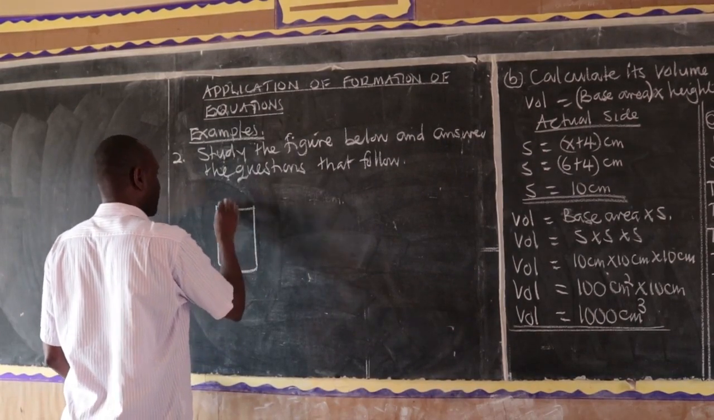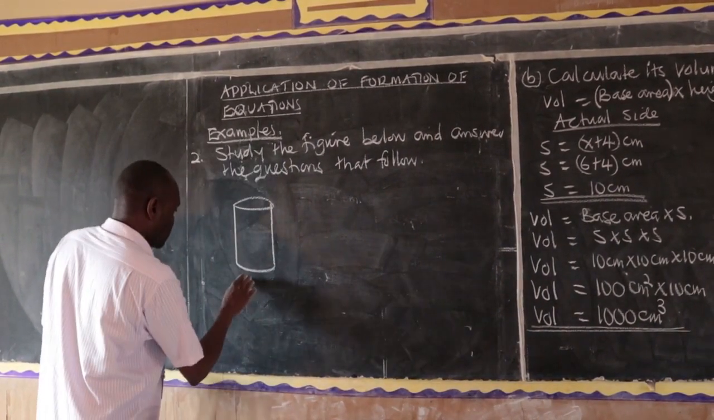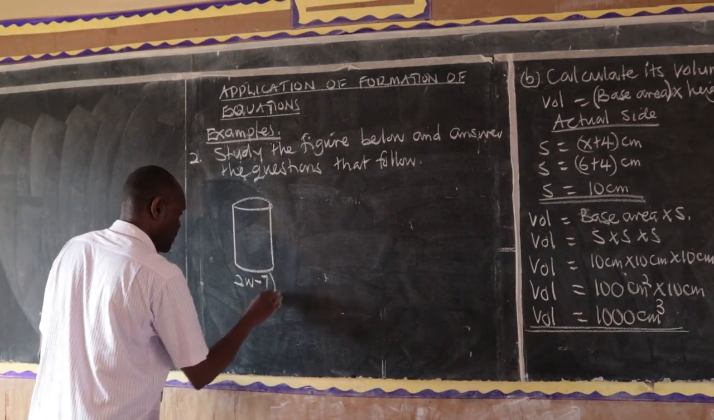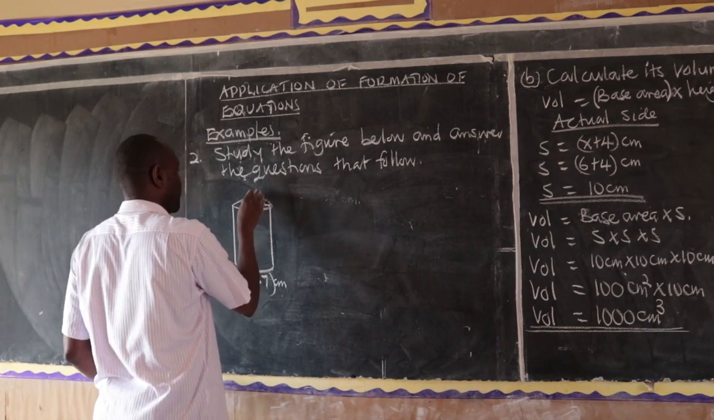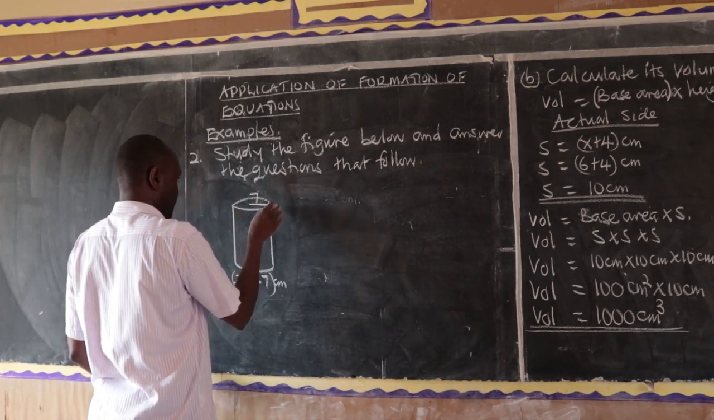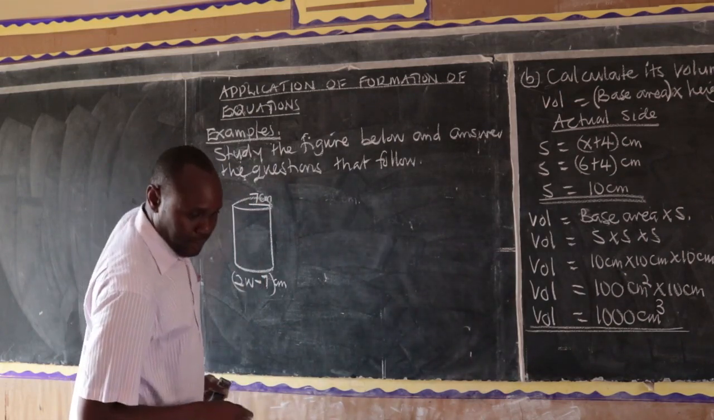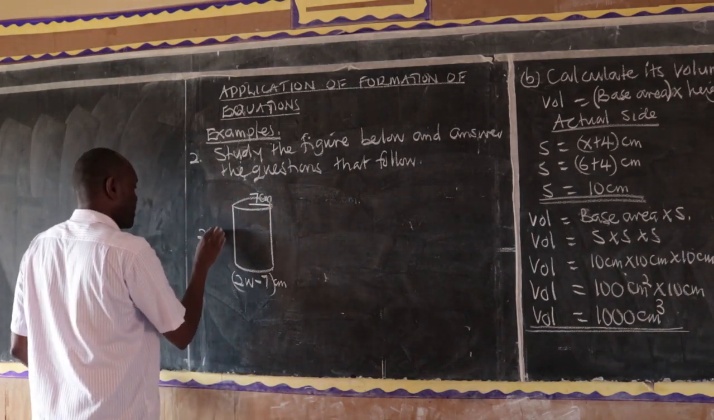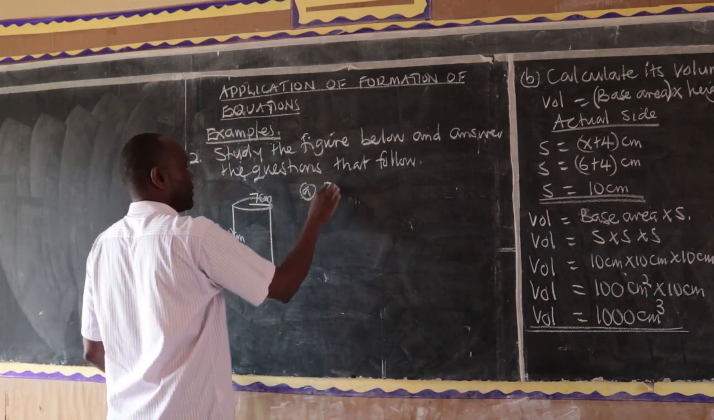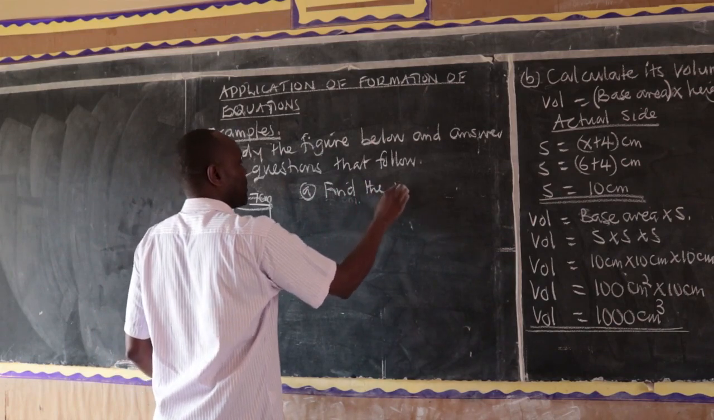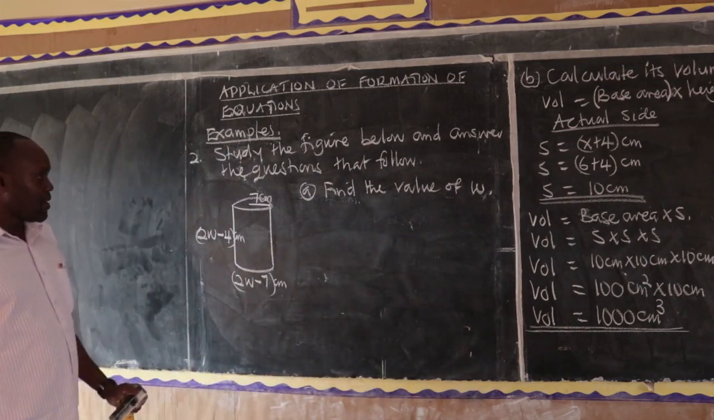This is the figure, and we have here 2W minus 7 centimeters, then we have here 7 centimeters, then we have 2W minus 4 centimeters. Question A, find the value of W.